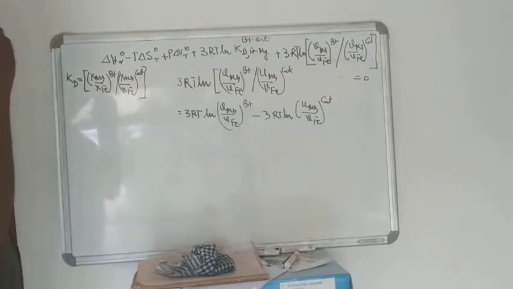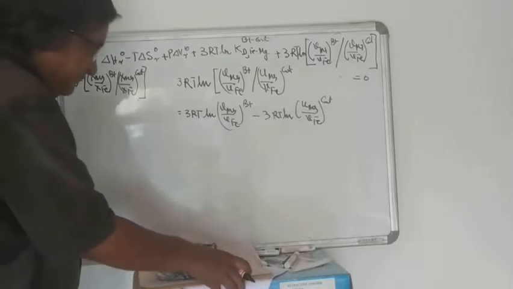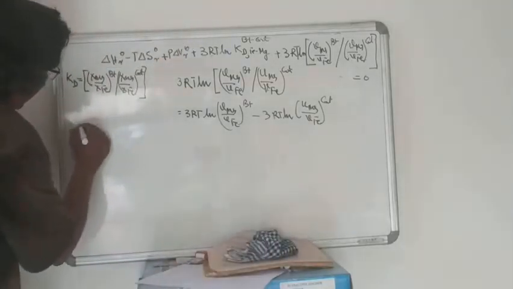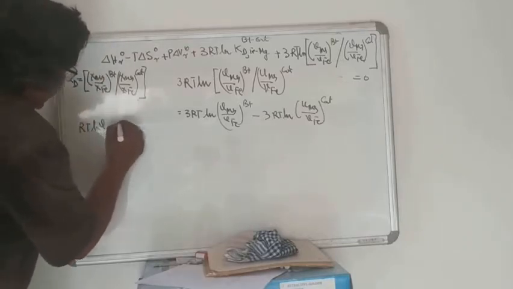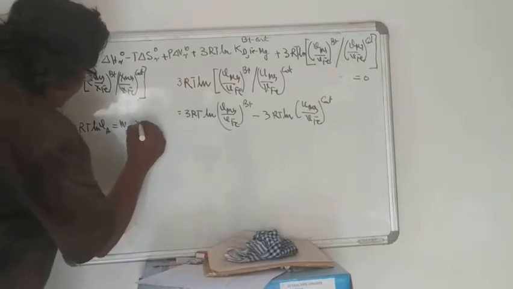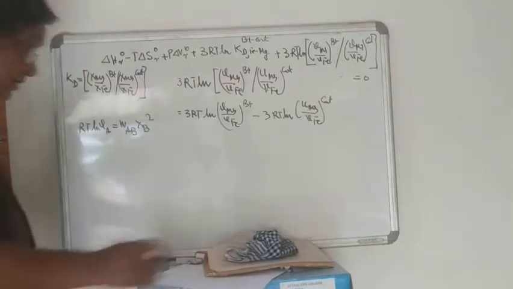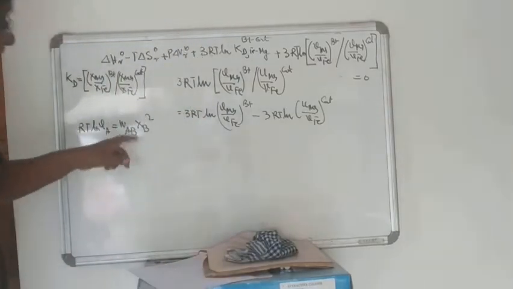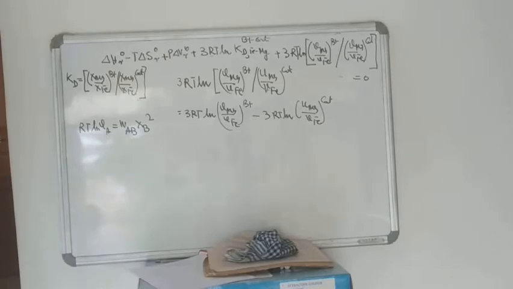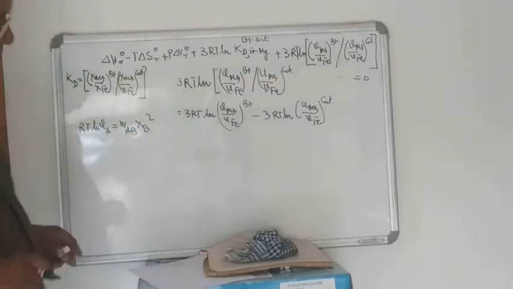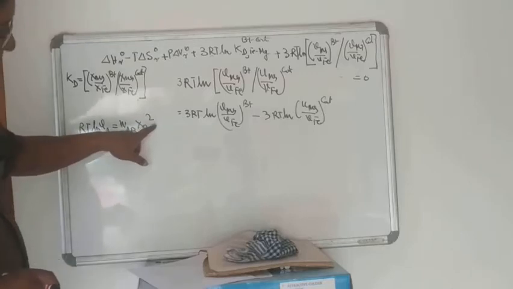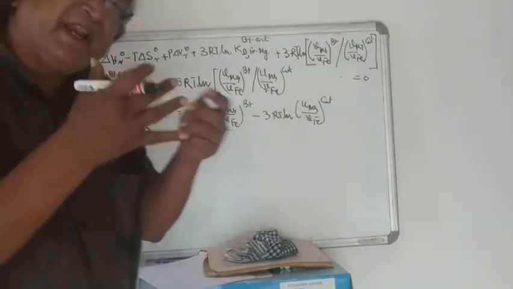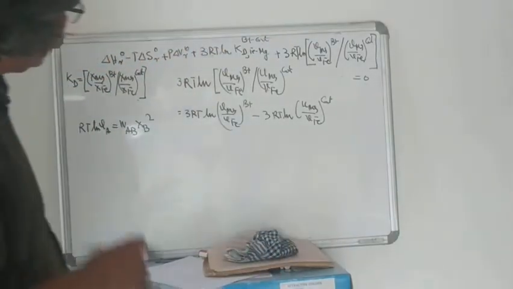Now, I take you back to the original expression that was there. Remember we did determine this, RT ln gamma A is equal to W_AB into X_B squared. Right? W_AB into X_B squared. Now, if we take this here, then what does it mean? This was for a binary where RT ln gamma A is equal to W_AB and X_B squared. In this, if we also assume the regular solution model, then we will come to the expression.